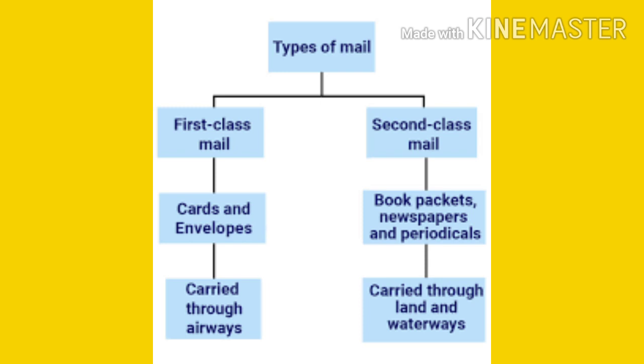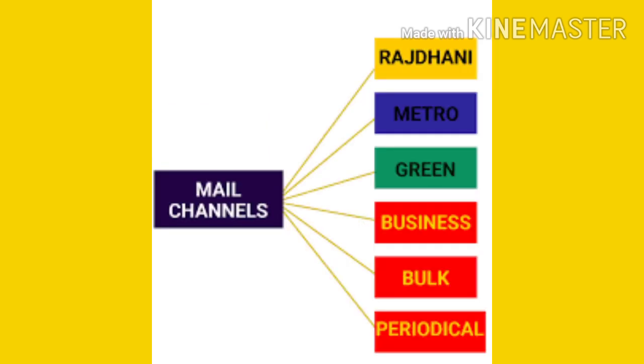So here we studied the two types of mails. One is first class mail, another one is second class mail. First class mail includes cards and envelopes, and second class mail includes book packets, newspapers and periodicals. First class mail is carried through airways and land, and second class mail is carried through land and waterways. No airways are used in second class mail transportation. To facilitate quick delivery of mails in large towns and cities, 6 mail channels have been introduced recently by the Postal Service.